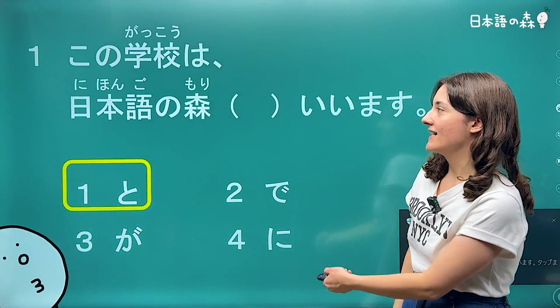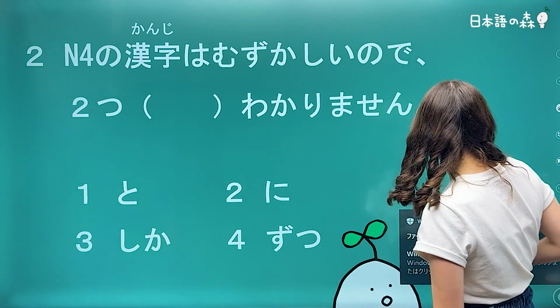All right, next question. All right, got a little Morio-kun peeking out over here.